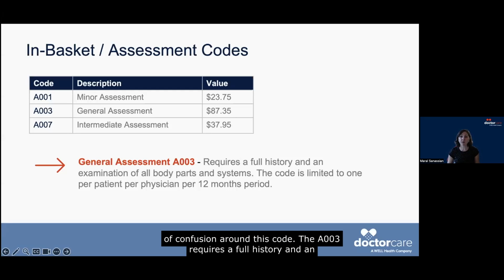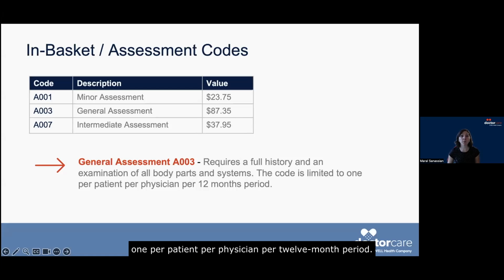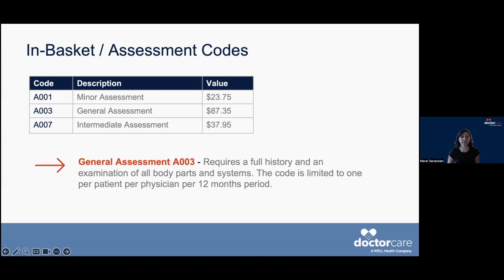The A003 requires a full history and an examination of all body parts and systems, and may include detailed examination of one or more parts or systems. These do not include breast, genital, or rectal examination where not medically indicated or refused. The code is limited to one per patient per physician per 12-month period.